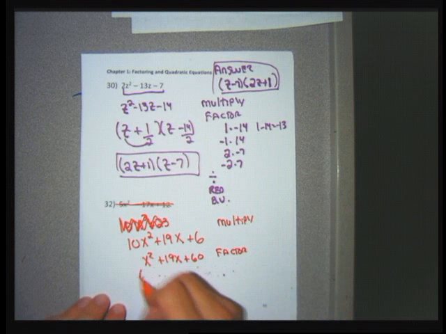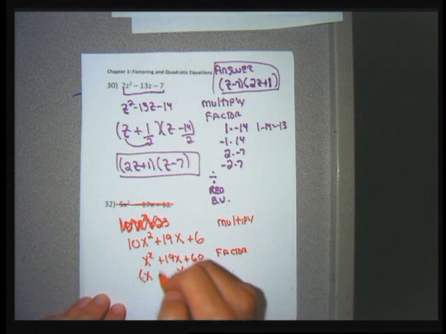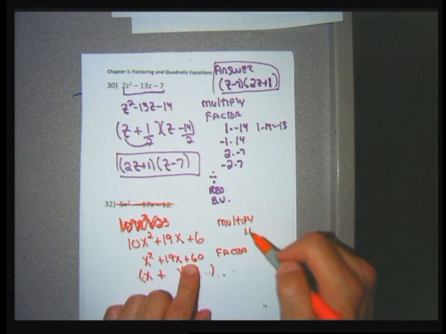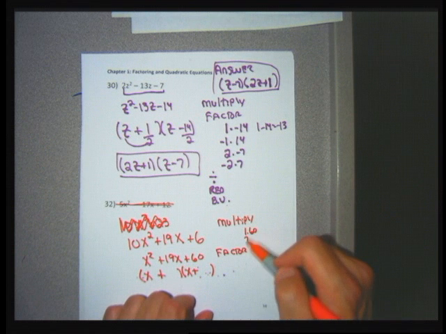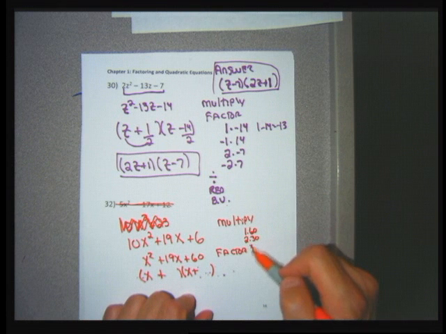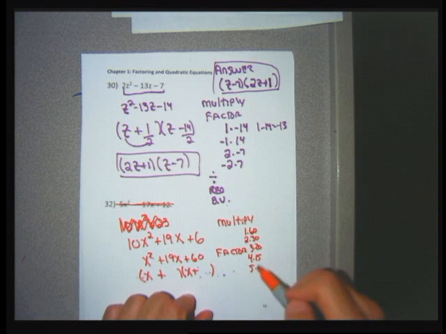And I know my firsts have to be a couple of x's because there's not a number in front of the x squared term. And when there's no minuses in a problem, my signs have to be plus and plus. Now I'm going to write the factors of 60. 1 times 60 is 60. 2 times 30 is 60. 3 times 20 is 60. 4 times 15 is 60. 5 times 12 is 60. And 6 times 10 is 60.